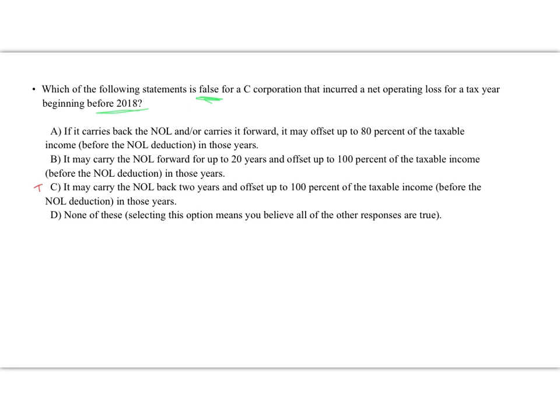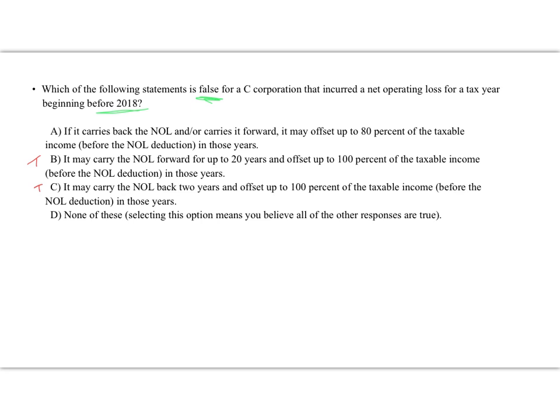So is that false? Well, no. Remember, you could carry your net operating loss forward up to 20 years. It was not indefinite. It was up to 20 years. So that is also true. And now let's look at A. If it carries back the net operating loss and or carries it forward, it may offset up to 80% of the taxable income in those years.